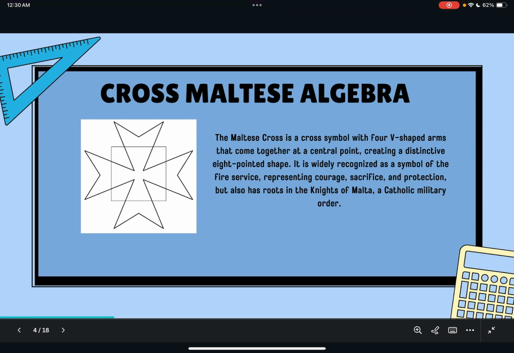Cross-Maltese Algebra. The Maltese cross is a cross symbol with 4 V-shaped arms that come together at a central point, creating a distinctive 8-pointed shape. It is widely recognized as a symbol of the fire service representing courage, sacrifice, and protection, but also has roots in the Knights of Malta, a Catholic military order.